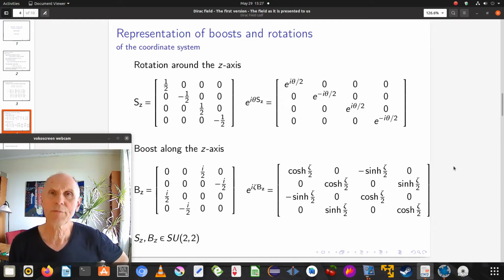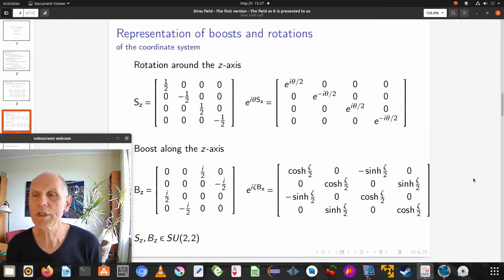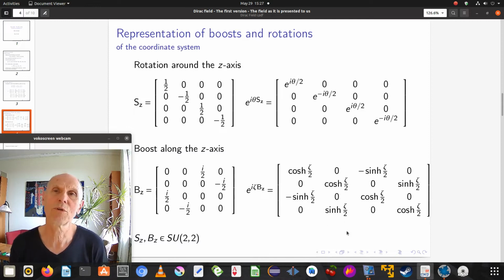Say if we have the spin-up particle at rest, 1, 0, 0, 0, and want to boost it, then we get hyperbolic cosine zeta halves times 1, 0, 0, 0 plus hyperbolic sine times 0, 0, 1, 0, because it's the particle we are boosting. And we can see that these guys are self-adjoint, S_z and B_z.